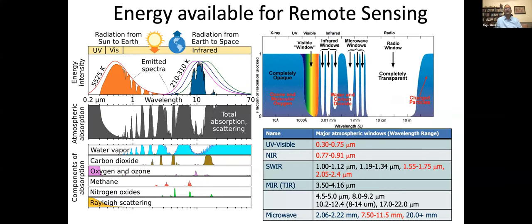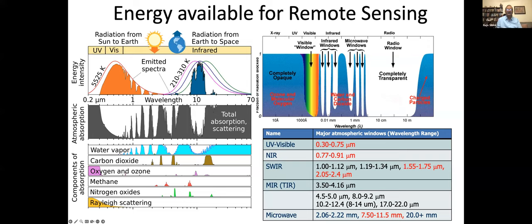So if you now look at the energy available for remote sensing, in the left-hand panel there is a diagram which shows how the Earth's energy intensity varies with reference to the wavelength. There are two spectra here. One is an emitted spectra, and then you have the other spectra as well. In the lower diagram, you can see the total energy intensity of the radiation from space which is coming in.